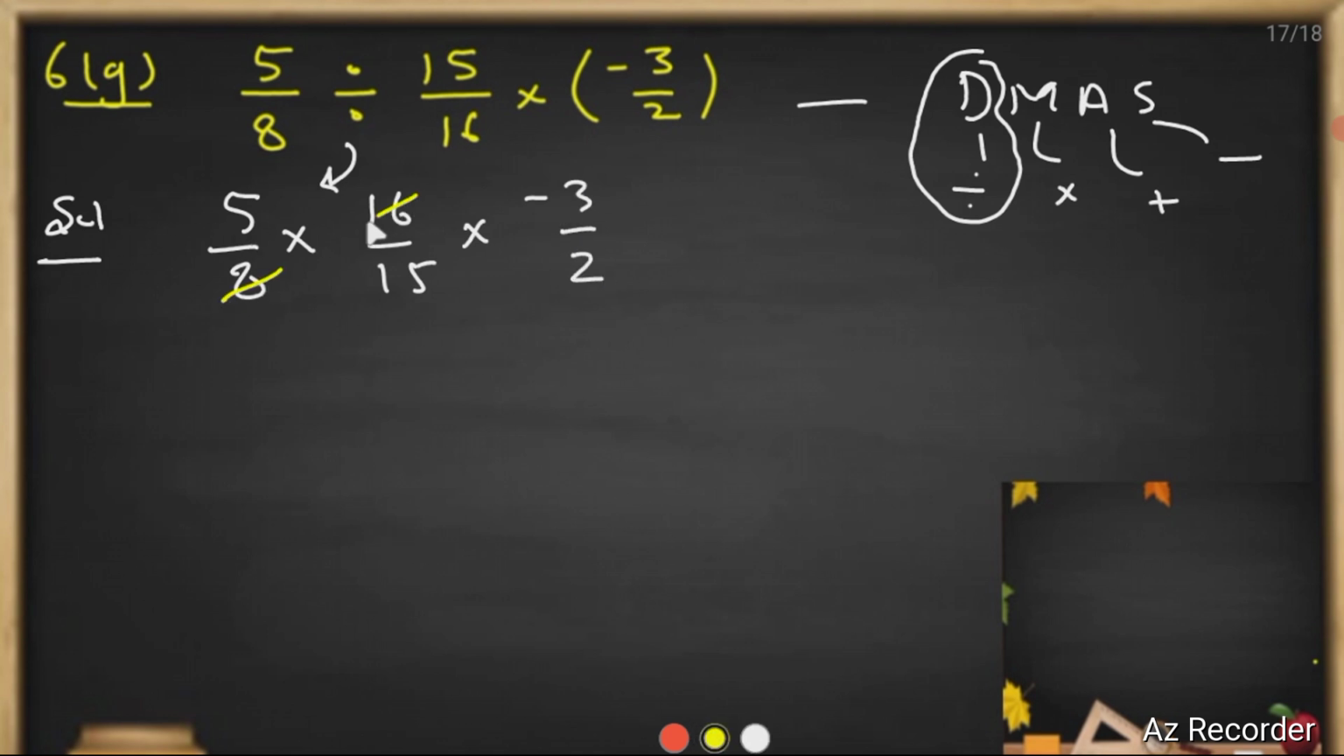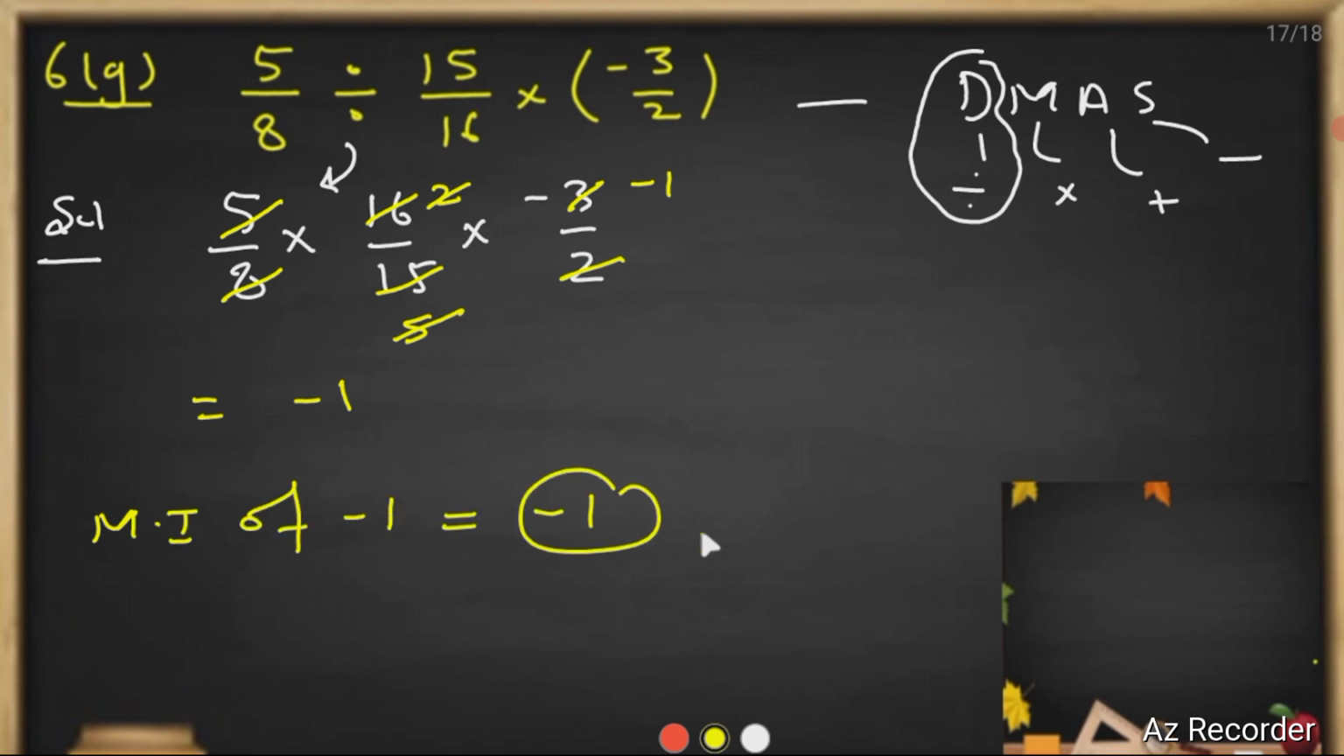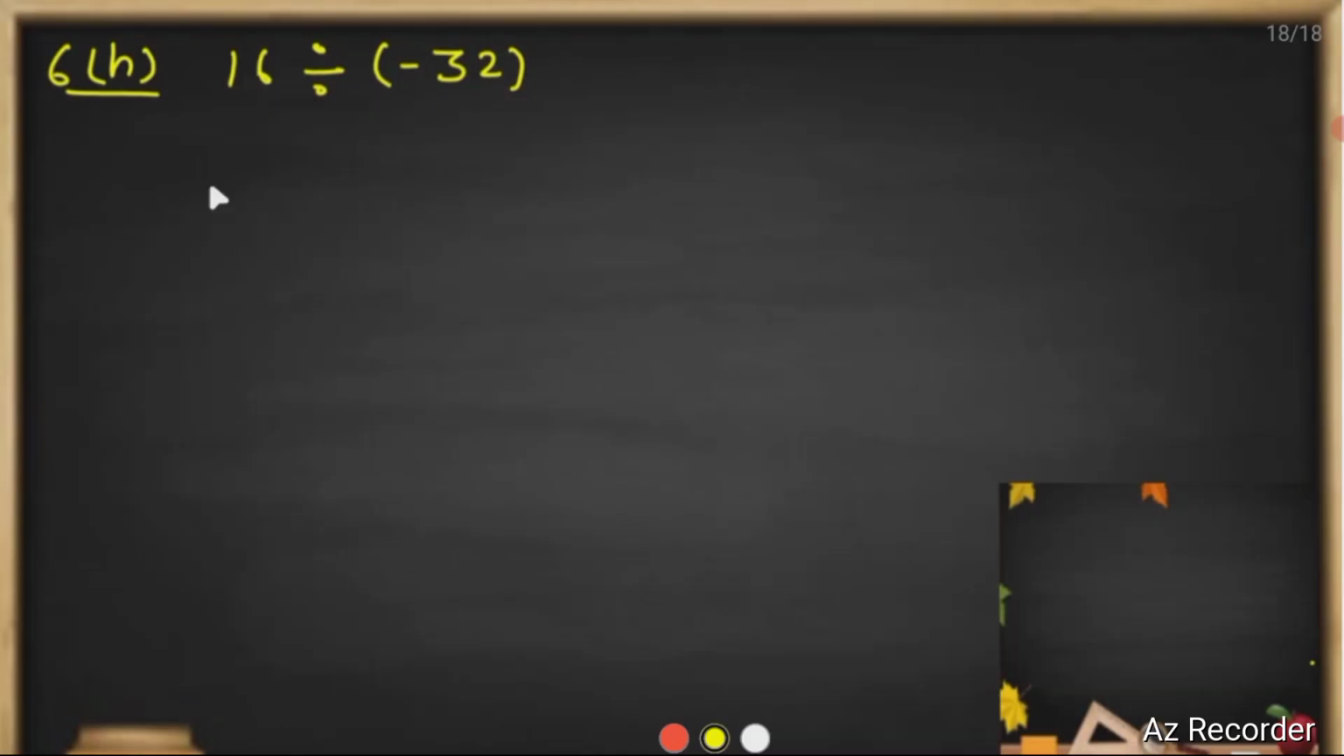So 16 twos are 8 and 2 ones are 2. Now 3 ones are 3 and 3 fives are 15, and 5 cuts 5. So we have negative 1, but we have to write the multiplicative inverse of negative 1, that will also be negative 1. So this is the answer of this beautiful question, my dear students. Now move to the last question of this exercise 1D of chapter number 1. The name of chapter number 1 is Rational Numbers from the S.Chand book of class 8.